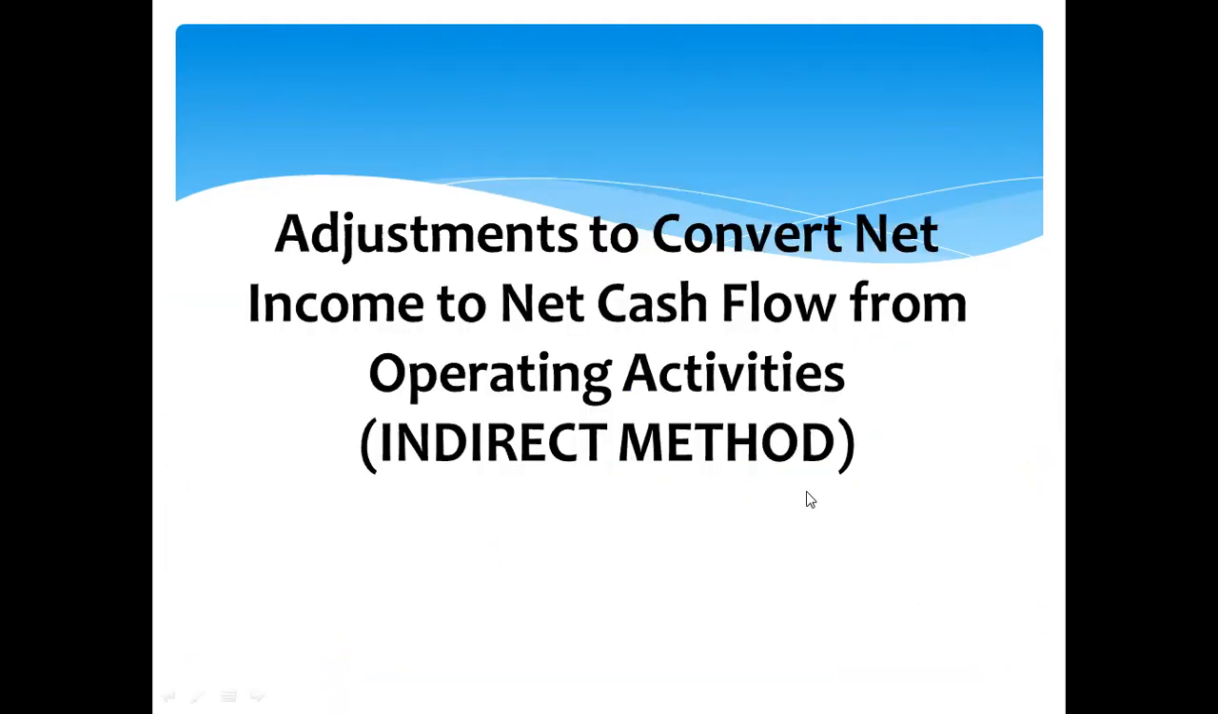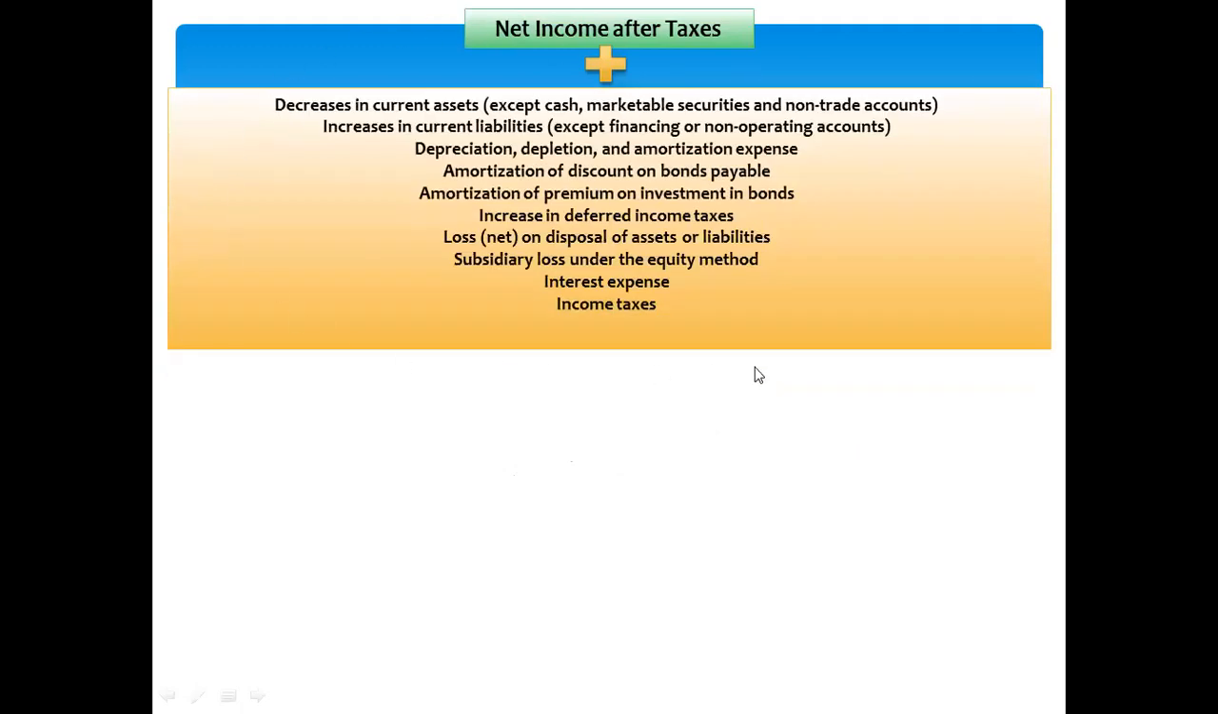Okay, now, as I've said before, there are two methods to convert net income to net cash flow. So the first one is the direct method, and the second one is the indirect method. So in this one, there's net income after taxes, and then you add these transactions, okay? The decrease in current assets, except for cash, marketable securities, and non-trade accounts. Increases in current liabilities, except for financing or non-operating accounts.